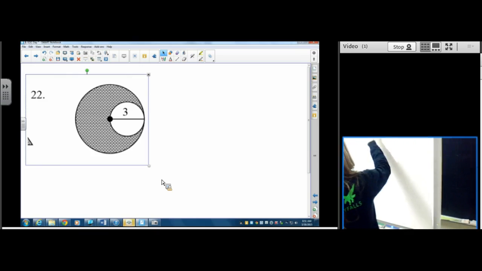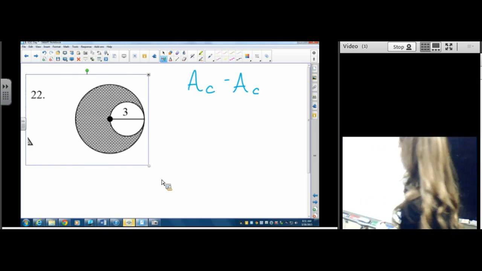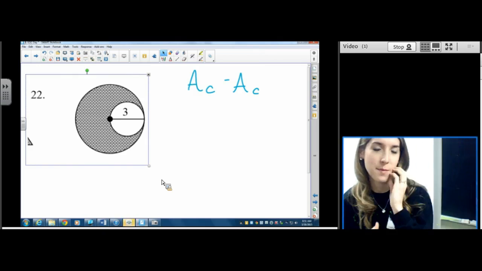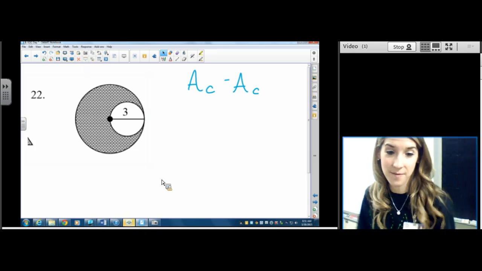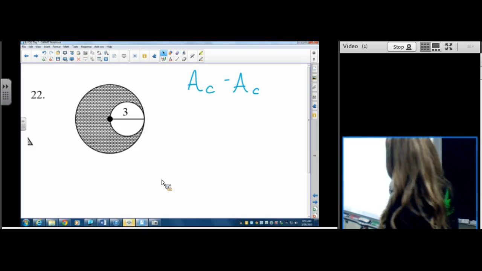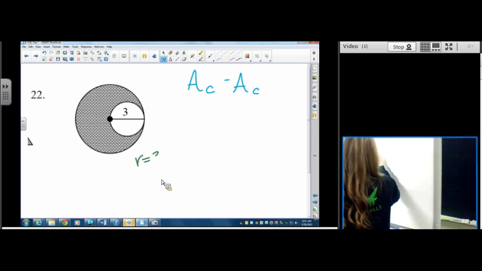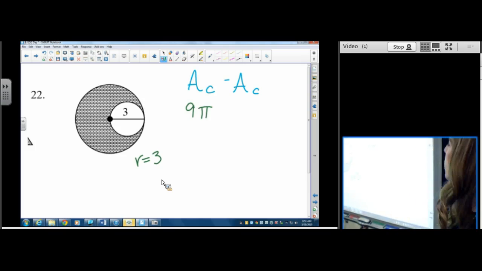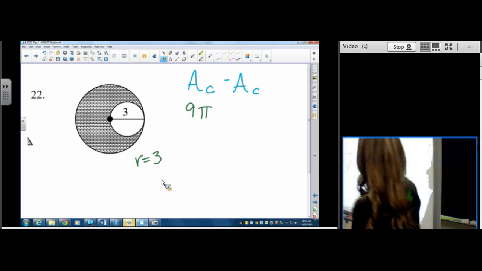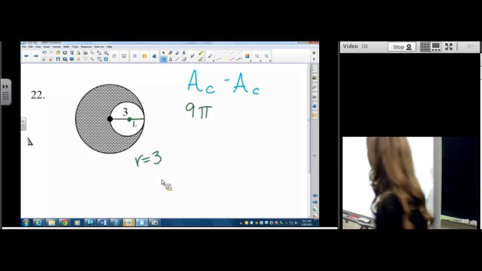Alright, so for this one, it's really area of a circle minus area of a circle. Obviously, we're going to do the larger circle minus the smaller one. We had one just like that in our notes on Friday. So, the area of the larger circle is not hard. The radius of the larger circle is 3. So it's pi r squared. It is 9 pi.